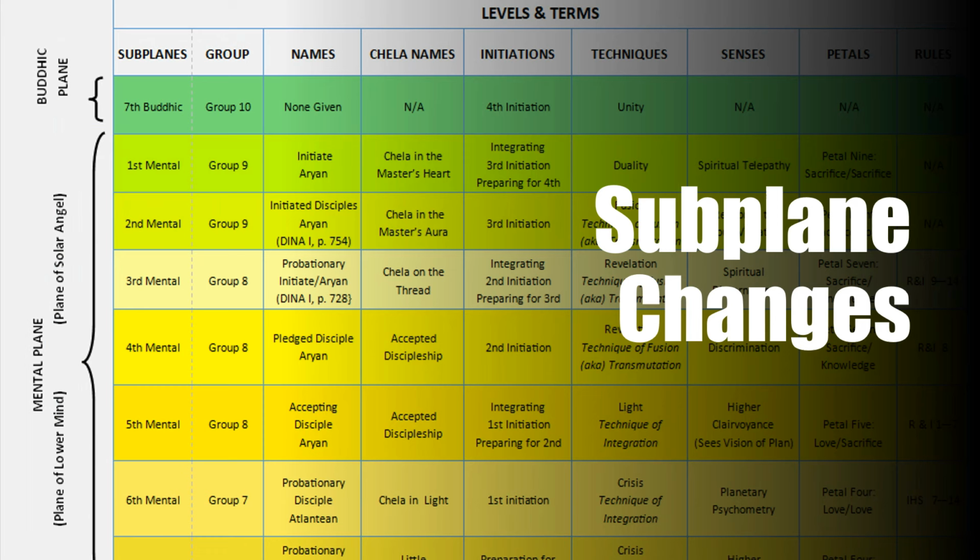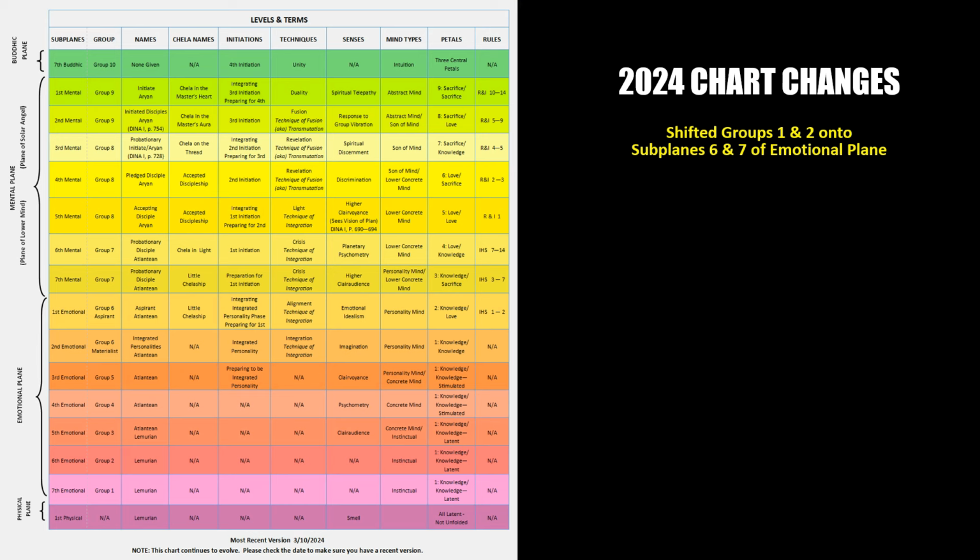Now let's look at some changes on the subplanes that I have made. So the first thing I did is I shifted groups 1 and 2 onto subplanes 6 and 7 of the emotional plane. Originally, I had group 1 down here at the highest level of the physical plane. But with greater understanding, I believe now it goes to the bottom level of the emotional plane. And that would shift then group 2, which had been at the bottom level of the emotional plane, the 7th subplane of the emotional plane.